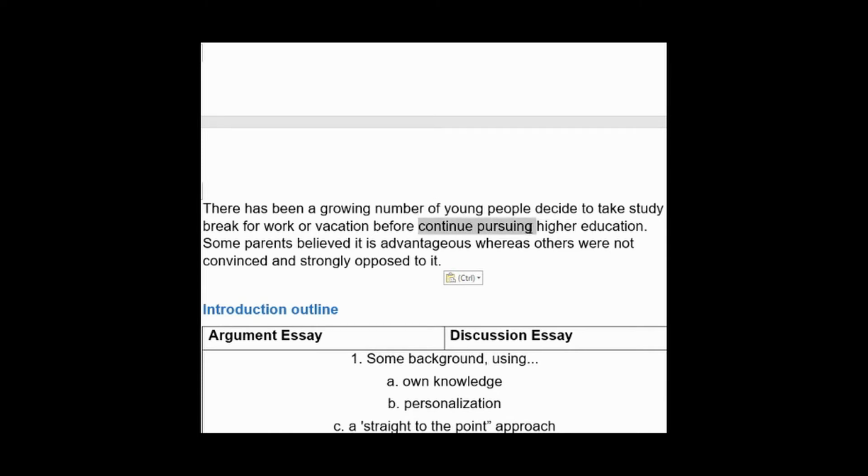Hang on a second. Doesn't this mean the same thing? Okay. For work or vacation, before continuing their pursuit of higher education, some parents believed. Why is this in the past tense? Is this not true anymore? So some parents believe it is advantageous, whereas others were. Also, why is this in the past tense? So maybe are. Whereas others are not convinced, and let me put a be verb here, and are strongly opposed to it.